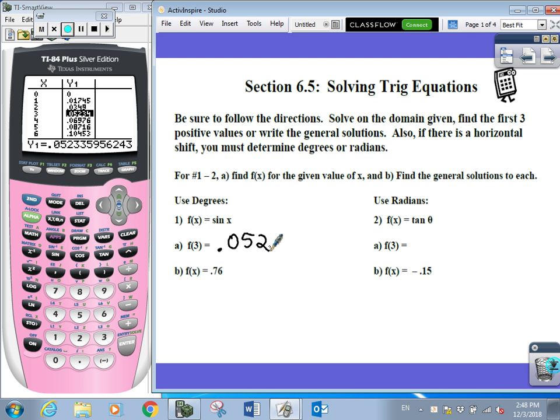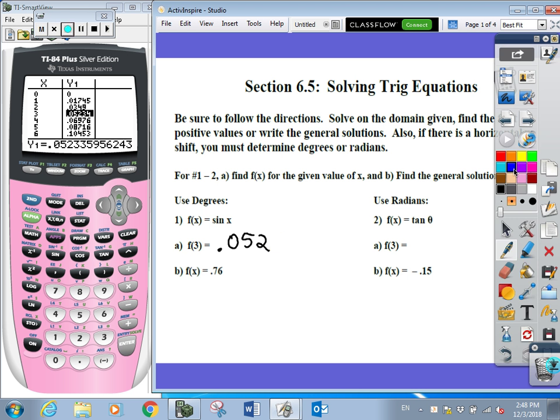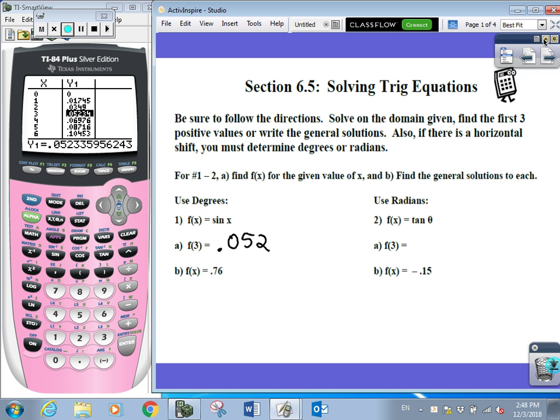There's your answer. Should there be a degree sign on that answer? No. Where's the only place degree signs ever will be? On the x value. Is this an x value? No, this is the y value. Y values are a value always. The x-axis is the only place that could be degrees or radians. So it's just 0.052.